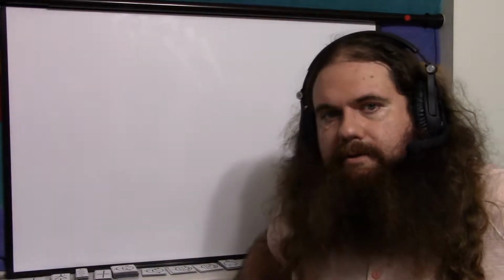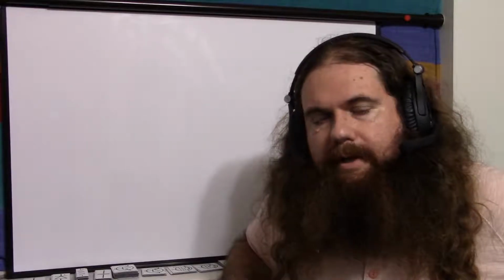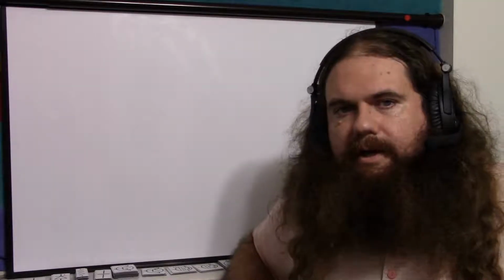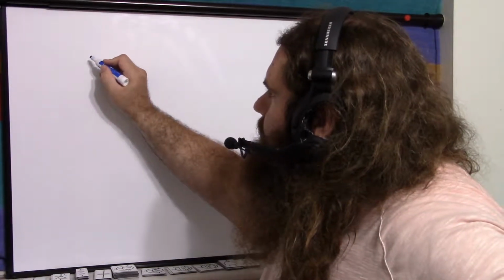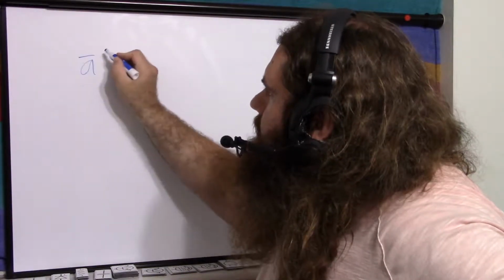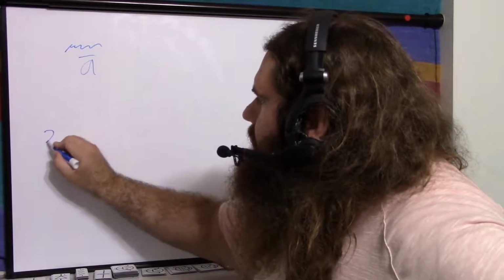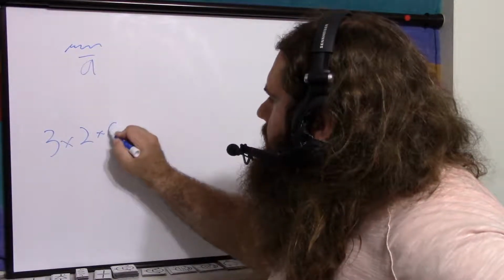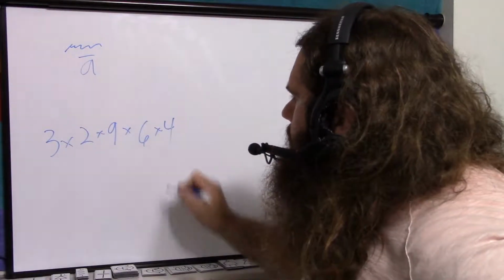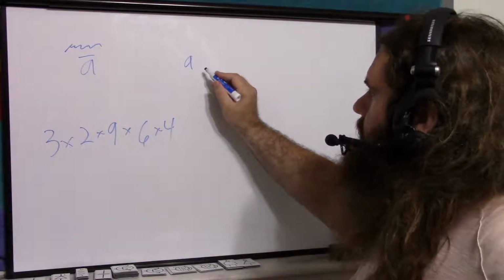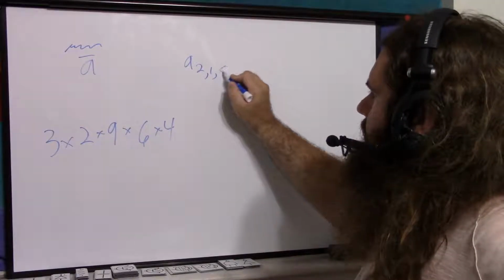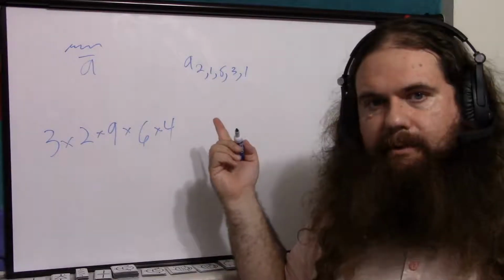Now, why 2 dimensions? Why not more? If you have more than 2 dimensions, it's called a tensor. So you could have a 3, 4, 5 dimensional one, and if you have a tensor A, and we'll do squiggly, and let's say it's a 3 by 2 by 9 by 6 by 4 tensor, then you could have element A of, let's say, 2, 1, 8, 3, 1 as one of the elements.